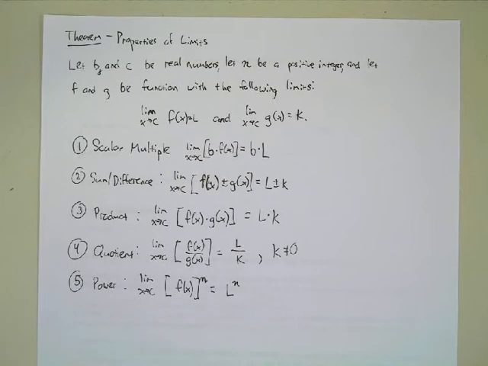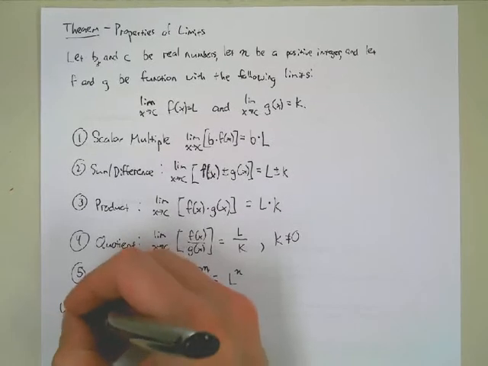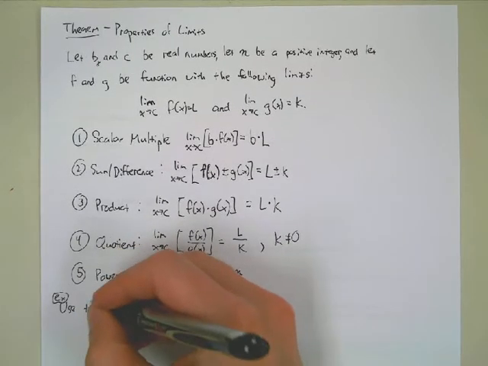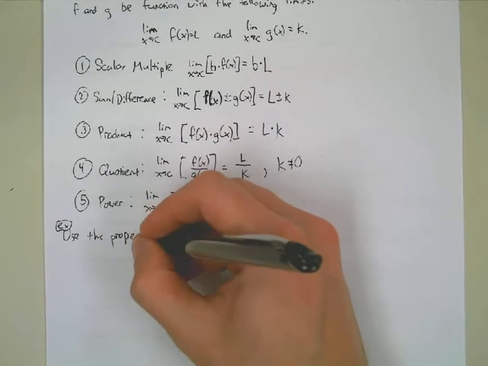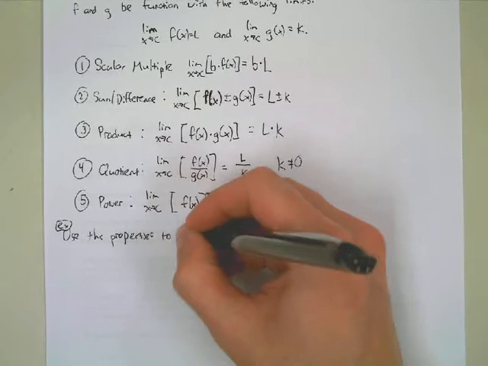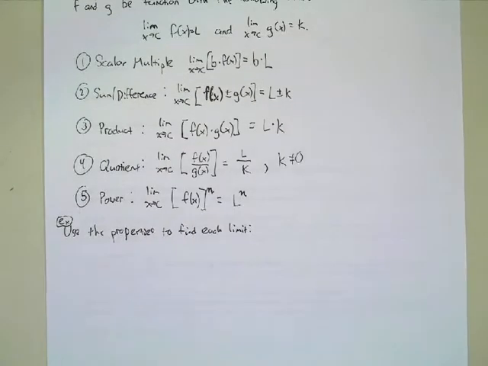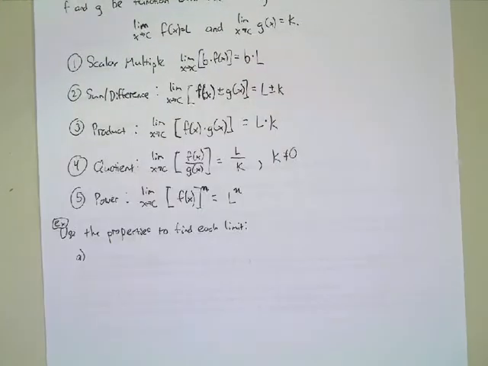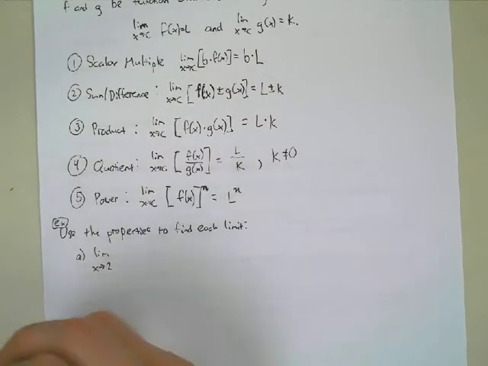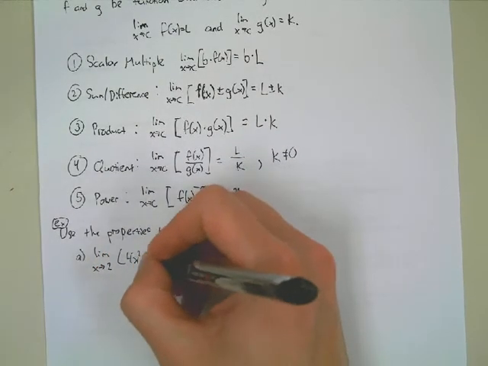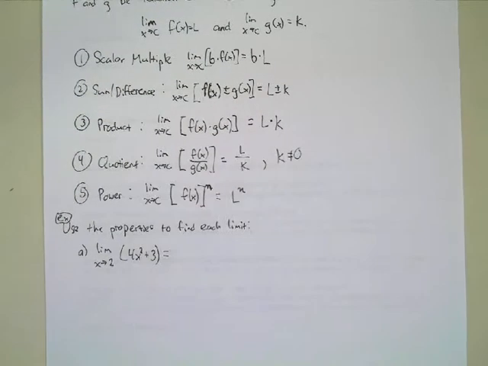So, let's see some examples of that. Our directions here, we're going to try an example. Okay, we're going to use the properties to find each limit. Okay, so letter A. We'll do one together and then you'll do one. Okay, the limit as x approaches 2 of 4x squared plus 3.